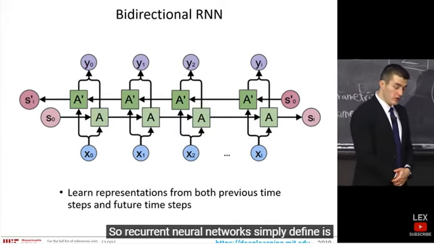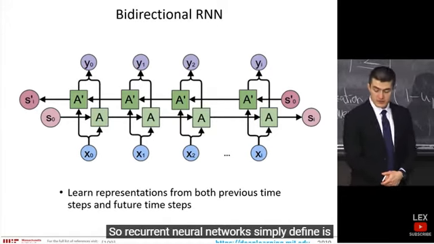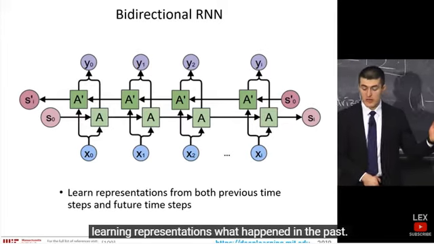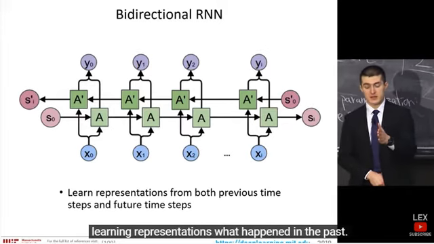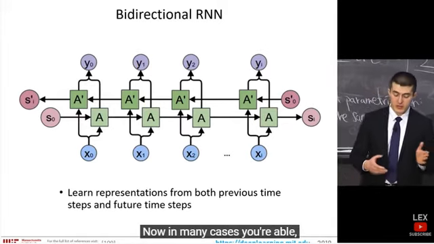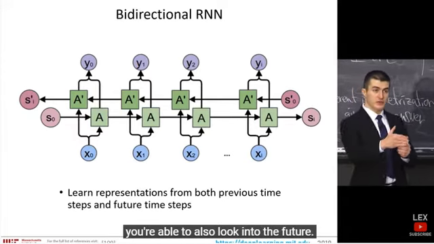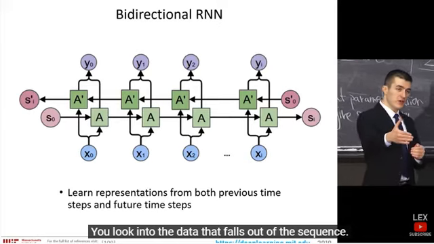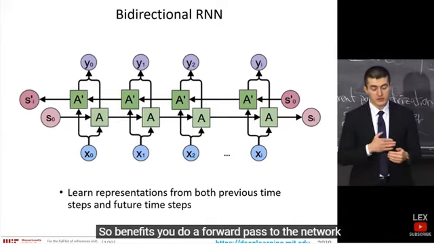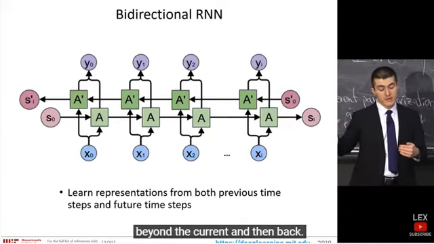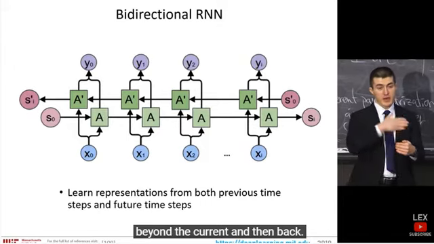So recurrent neural networks, simply defined, the vanilla way, is learning representations for what happened in the past. Now, in many cases, it's not real-time operation, in that you're able to also look into the future. You look into the data that follows after the sequence. So it benefits you to do a forward pass through the network, beyond the current, and then back.